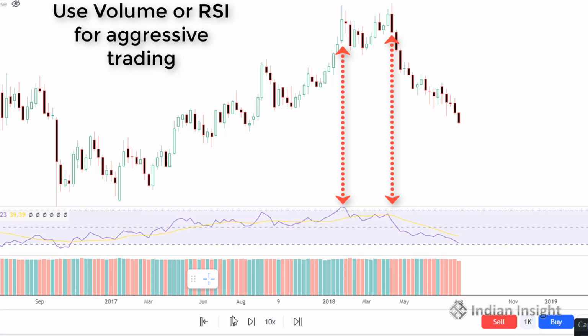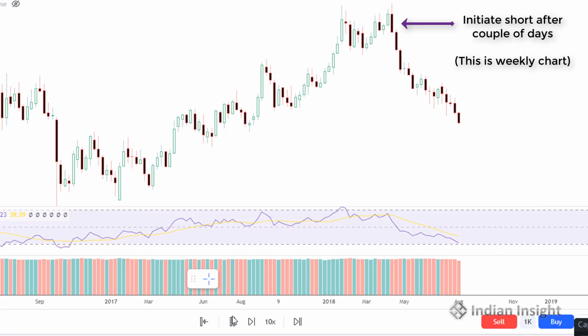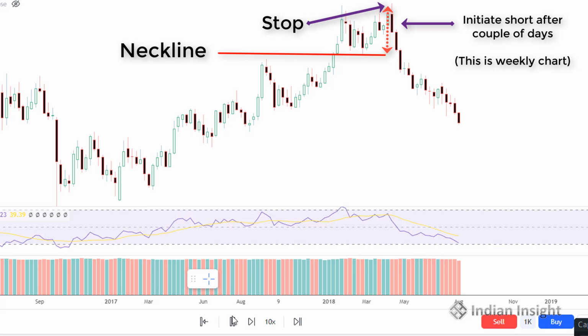One can initiate a trade a couple of candles after the second peak, assuming that the prices stay below the second peak. The stop loss can be placed just above the second peak's price, while the target is determined by calculating the distance between the second peak and the neckline price level and subtracting this distance from the neckline price level.